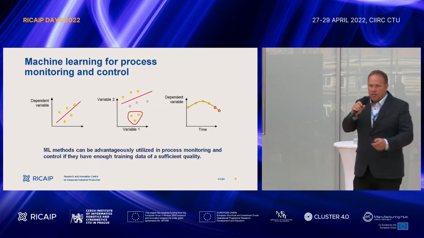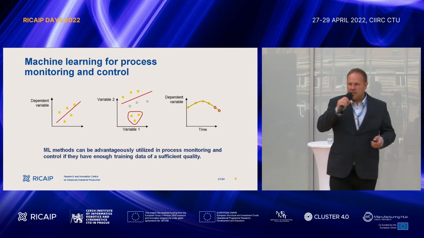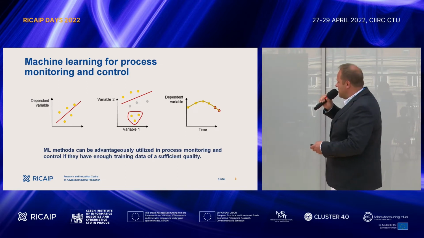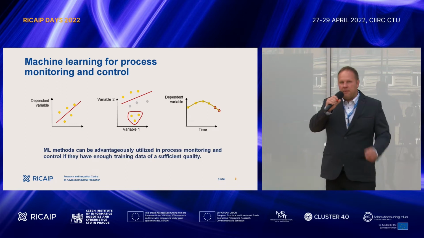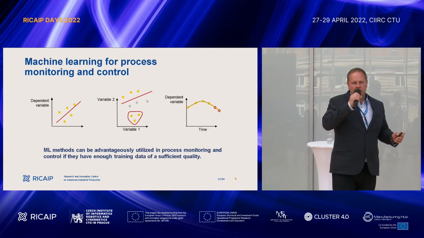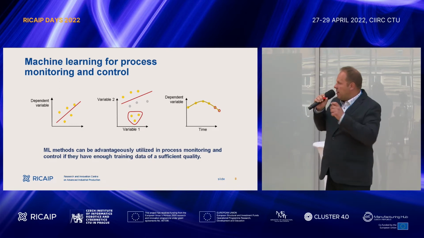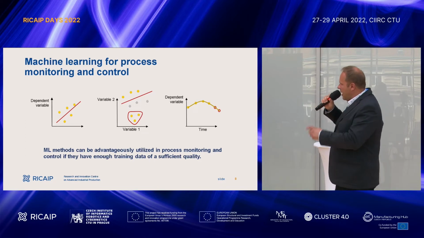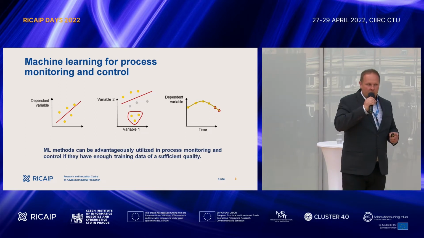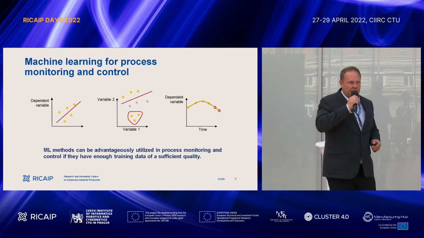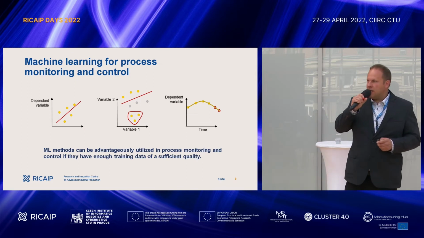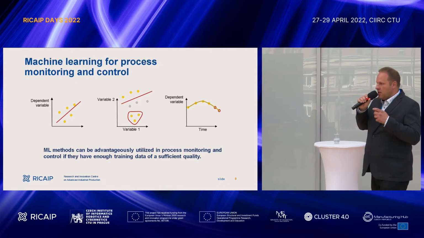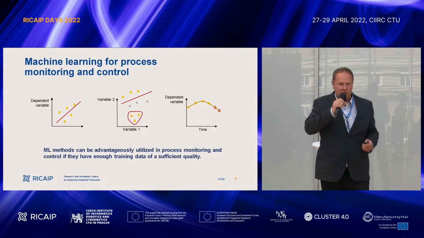So we have machine learning. We know that it brings some benefits. We have flexible manufacturing systems. We can use different methods. And the machine learning, its main characteristic is that it brings benefits if you have enough training data of good quality. And this is something that can easily be not satisfied in flexible manufacturing systems.